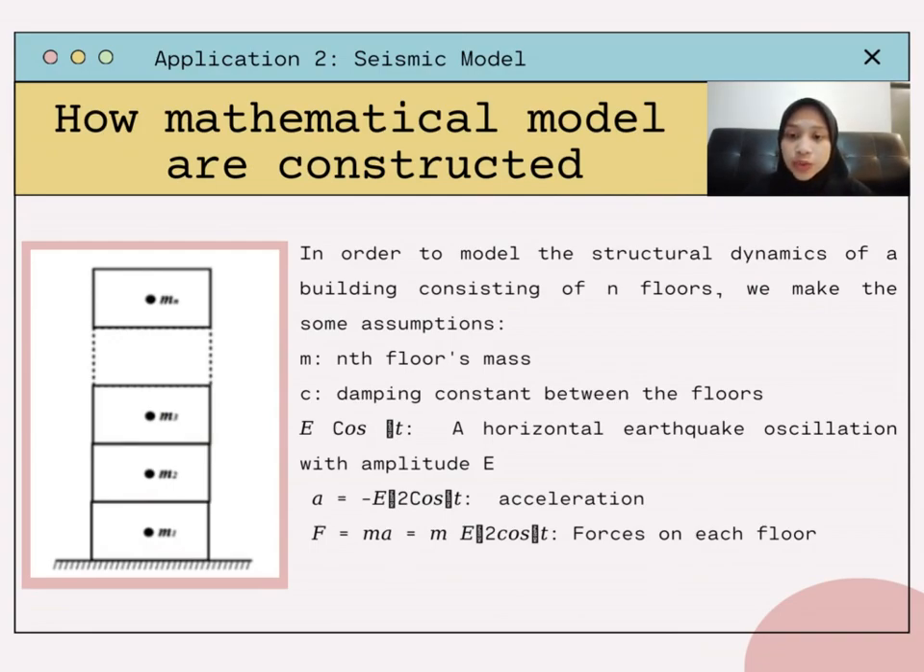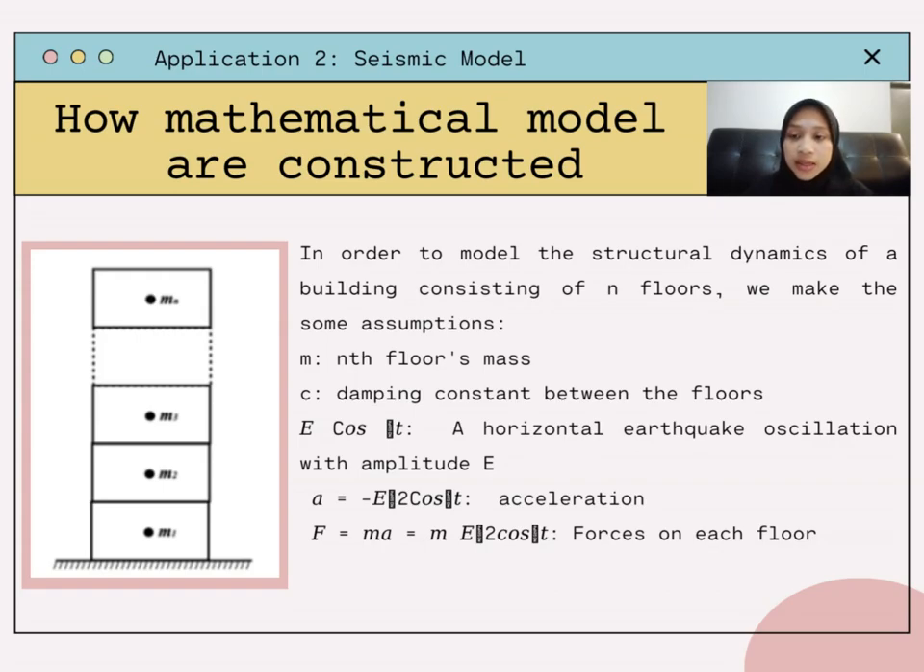In order to model the structural dynamics of a building consisting of n floors, we make some assumptions. Firstly, the floors must have masses M1, M2, M3 until Mn. Each floor is assumed to be a point mass concentrated in the center of each floor. Then there is a damping force which is directly proportional to the damping constants C1, C2, C3 until Cn between the floors.